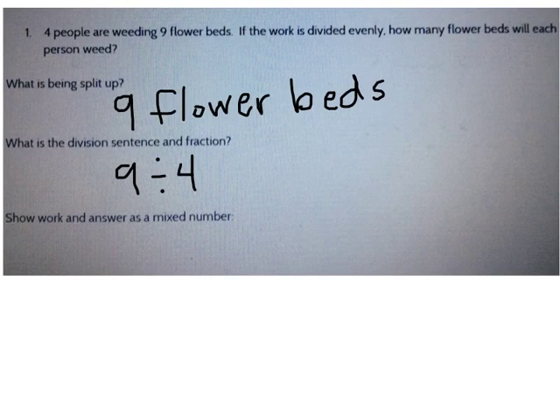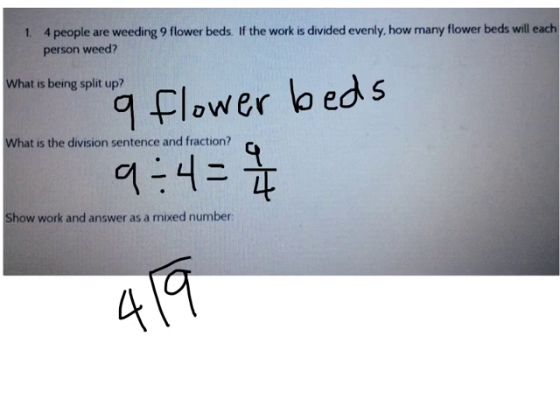I know from our lesson Tuesday, I can write 9 divided by 4 as a fraction. It's going to be 9/4. That's an improper fraction. I need to change it to a mixed number. How do I change an improper fraction to a mixed number? I use division. I'm going to divide 9 divided by 4. How many times does 4 go into 9? 4 goes into 9 2 times. 2 times 4 is 8. What's my remainder? My remainder is 1.